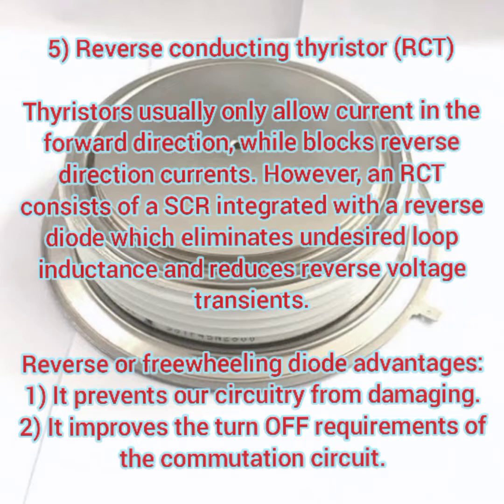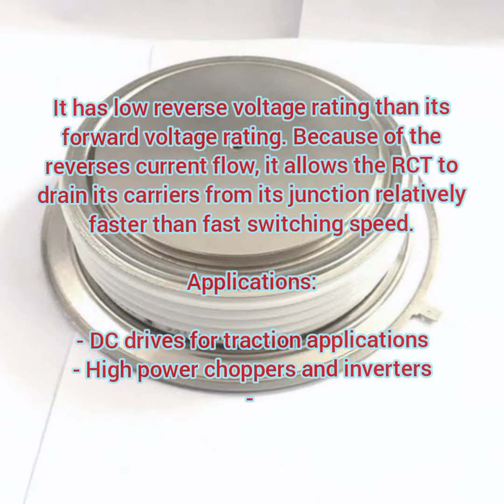there is a turn off, the improvement of commutation also takes place by the freewheeling diodes, and it also helps in providing protection against the reverse voltage transients. So it has a low reverse voltage rating than its forward voltage rating. Because of the reverse current flow, it allows the RCT to drain its carriers from its junction relatively faster, giving fast switching speeds.